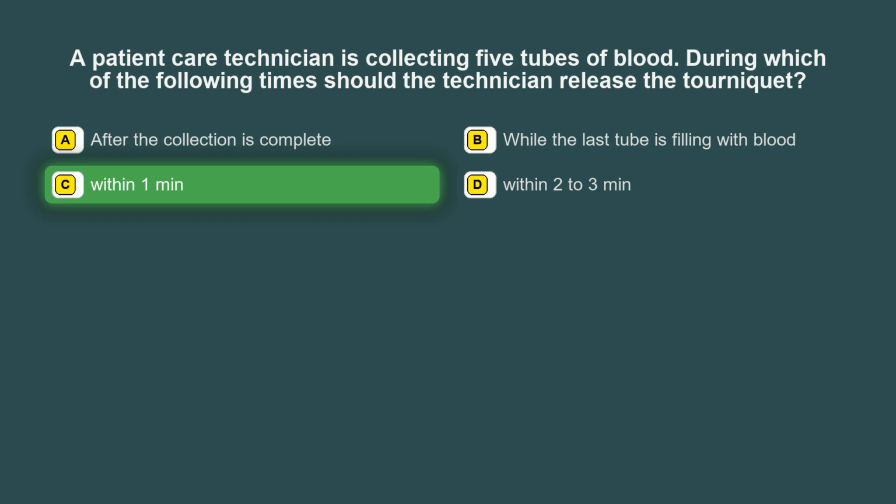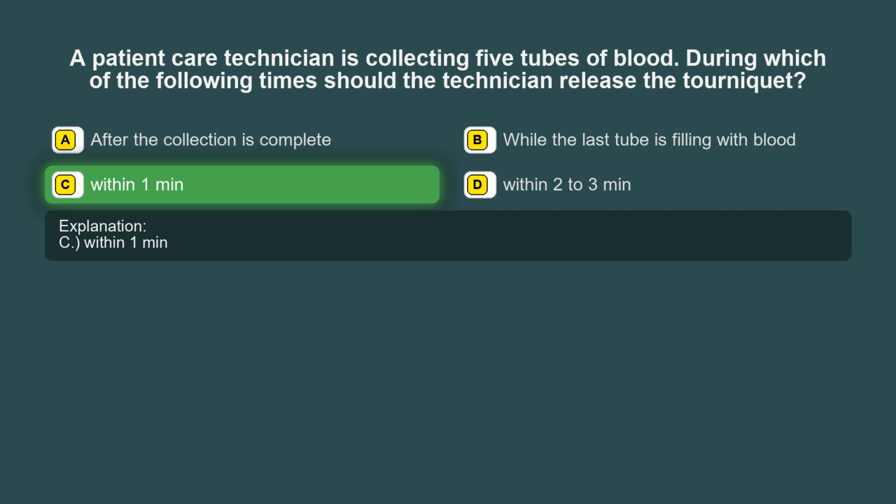The correct answer is option C. Within 1 minute.